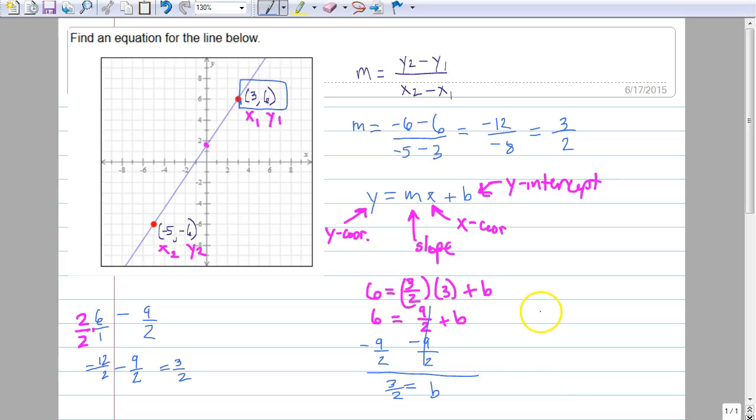So finally, to write the final equation of the line, we just need to substitute what we know m and b to be. So we need to leave the y and the x alone and just substitute in for m and b. So y equals, m was 3 halves, x stays x, and then plus b. So our b was 3 halves. And that would be the equation of the line.